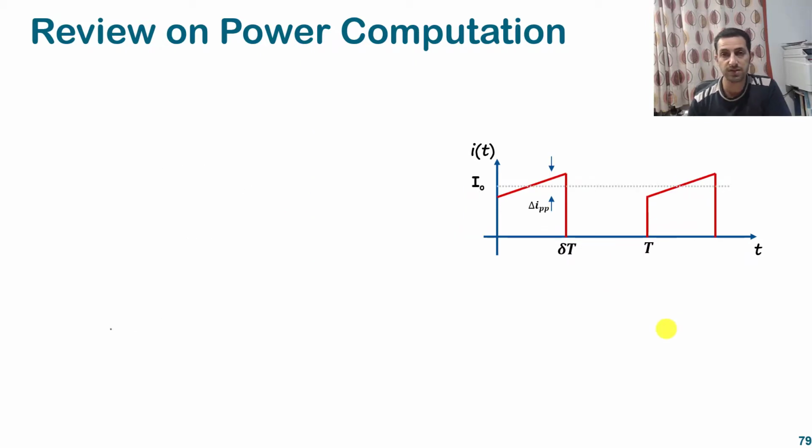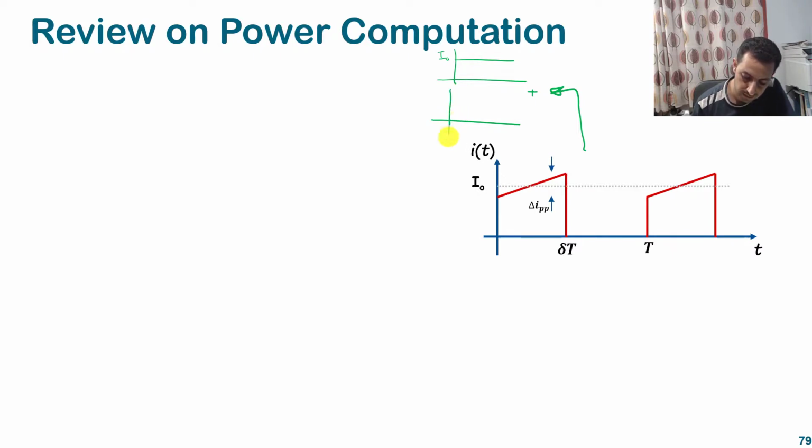What about this signal? I think again this signal is made of two signals: one signal which is I naught, plus another signal which is this one. It's a little bit different, because the I naught is in the middle of this signal. So if I just subtract this, I will get this one.